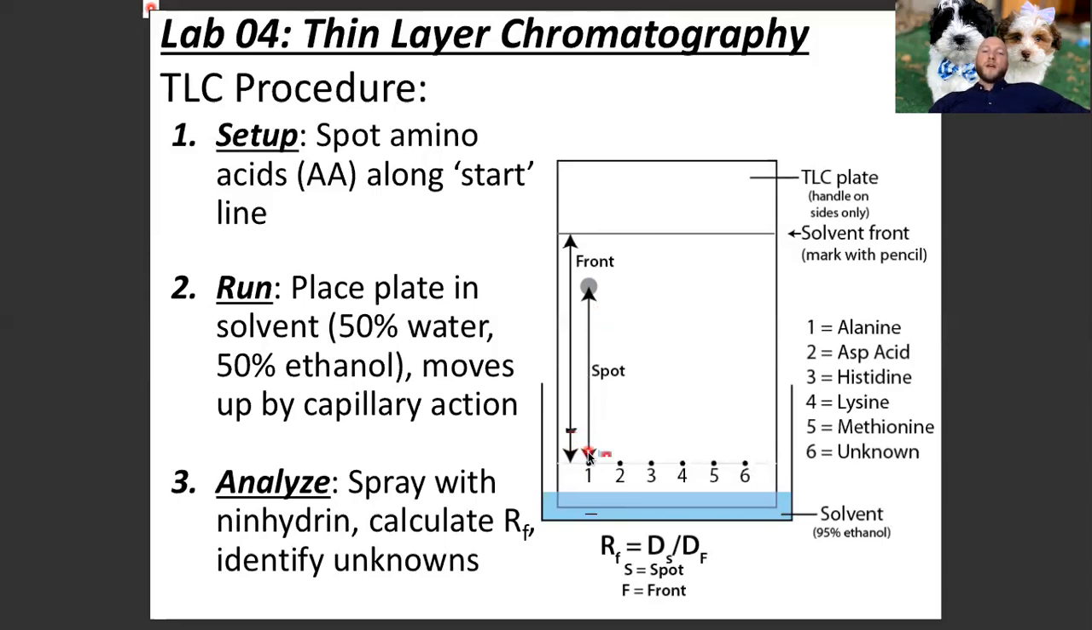What might affect how far the amino acid does move or doesn't move on the plate? Think about amino acids. Think about what we talked about at the intro to this video. Think about what you know about amino acids. What might affect how far the amino acid moves on the plate?